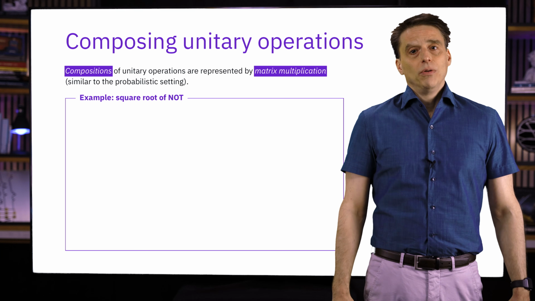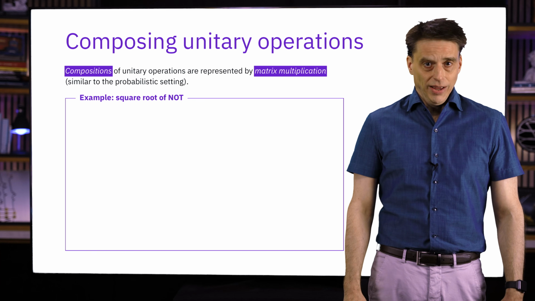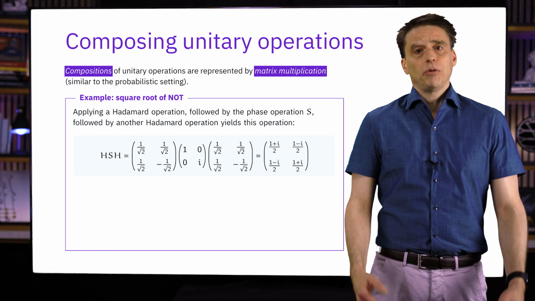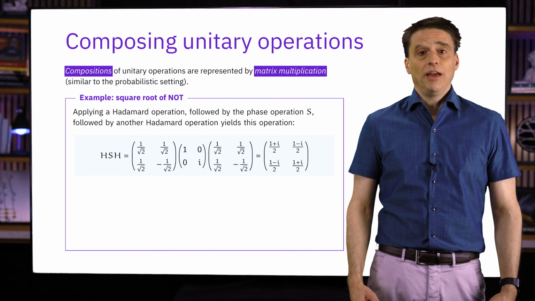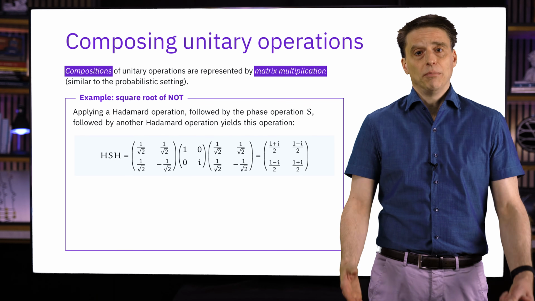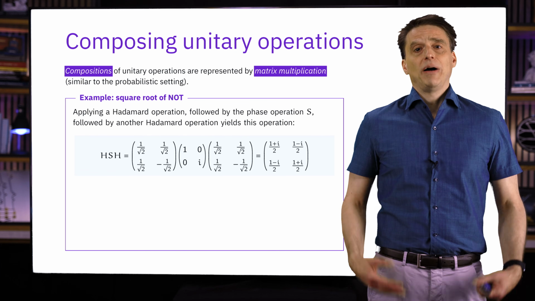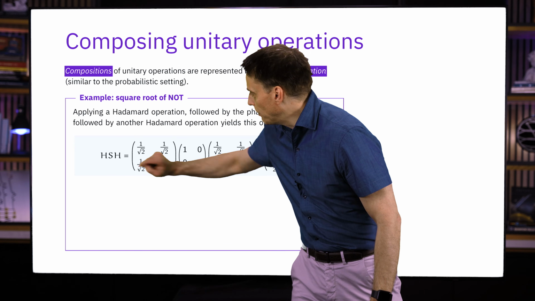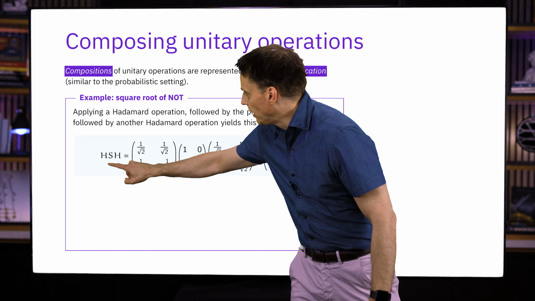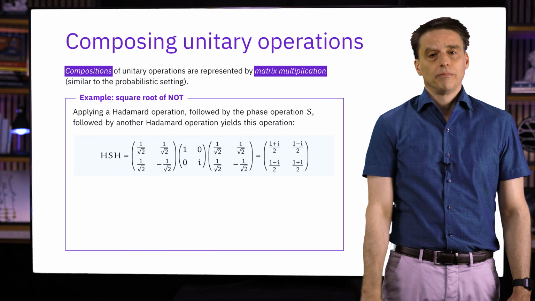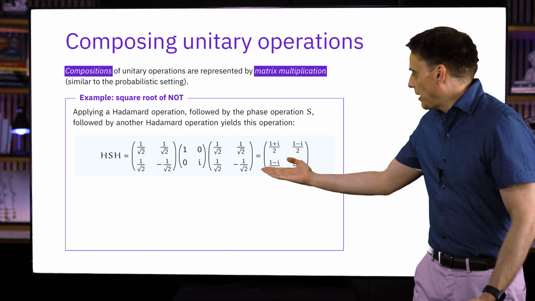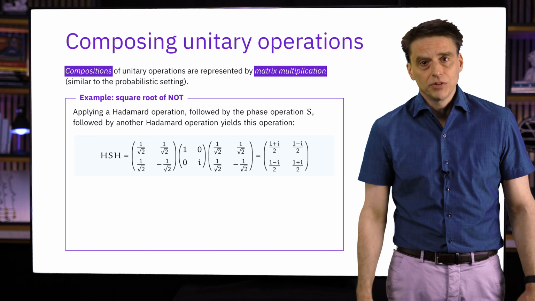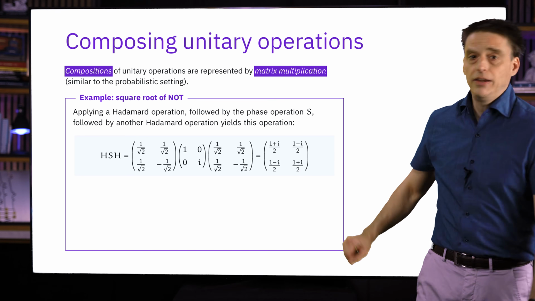Here's an interesting example that gives rise to an operation known as the square root of NOT operation. Suppose that we first apply a Hadamard operation, followed by an S operation, followed by another Hadamard operation. The combined action of these three operations is described by this product. Here's the first Hadamard operation, here's the S operation, and here's the second Hadamard operation. If we perform the matrix multiplication, which isn't shown here explicitly, but you can do this for yourself if you wish, the result is this matrix right here.